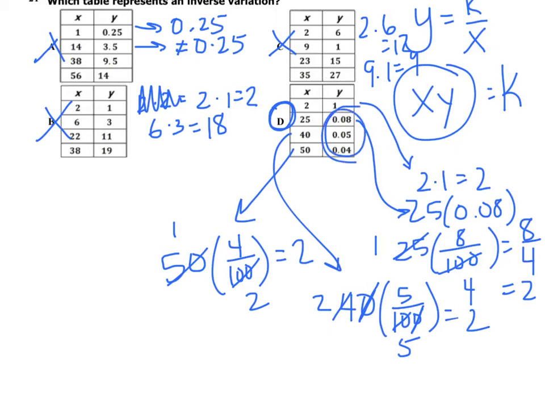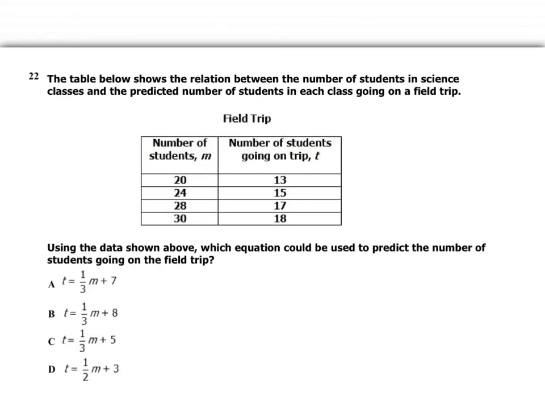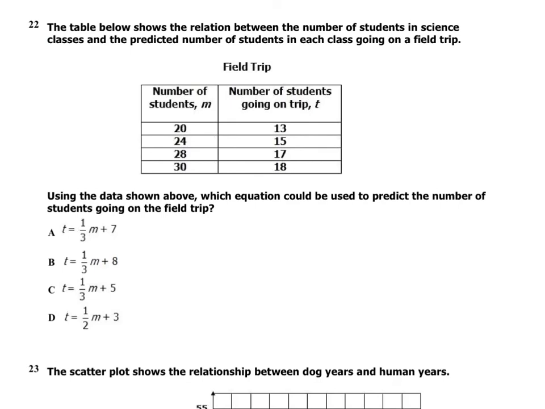Tough because of those decimals, but with your calculator, I'm sure you could do it quite a bit faster. 2 more pages, guys. Almost done with this. 22. The table below shows the relation between number of students in science classes and the predicted number of students in each class going on a field trip.